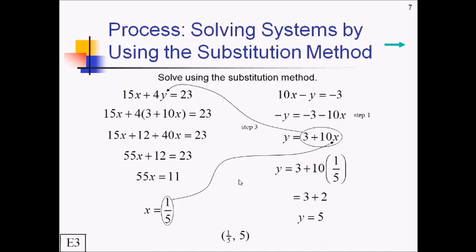That just about wraps it up for solving systems by the substitution method. In our next lesson, we'll take a look at how to solve systems algebraically by another method called the elimination method.